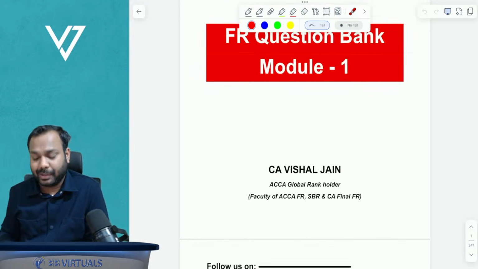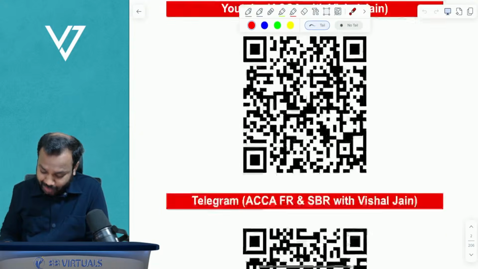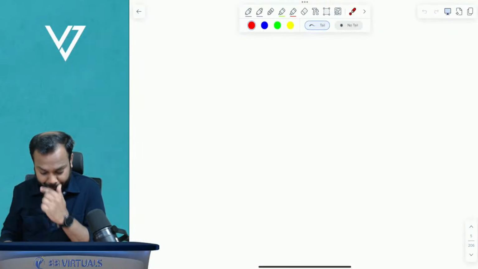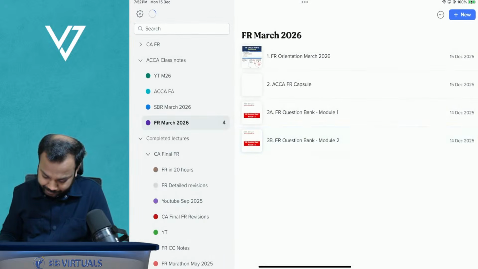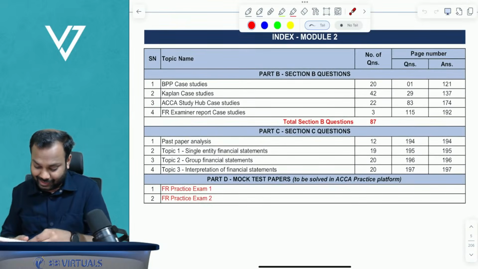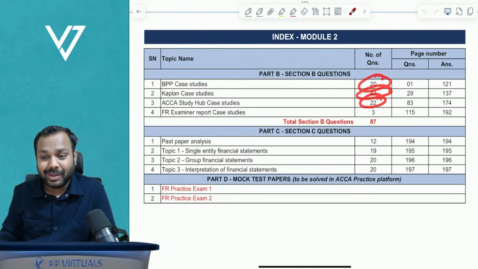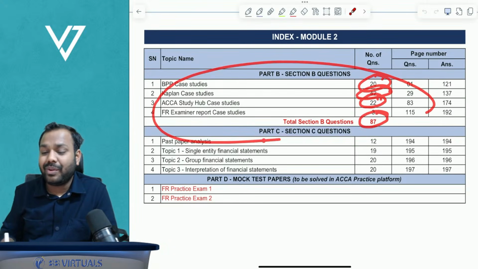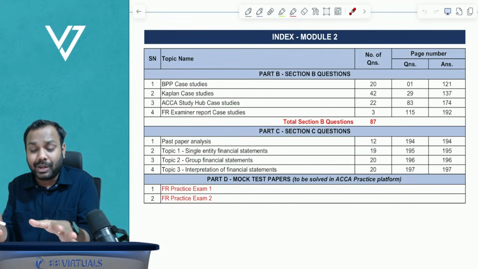Now, so this is the question bank for section A. Now moving on to section B. I have done a similar thing for section B also. Just see the contents. See here. All the case studies of BPP, Kaplan, Study Hub, Examiner Report. Everything at one place. So no efforts required to be put in again.